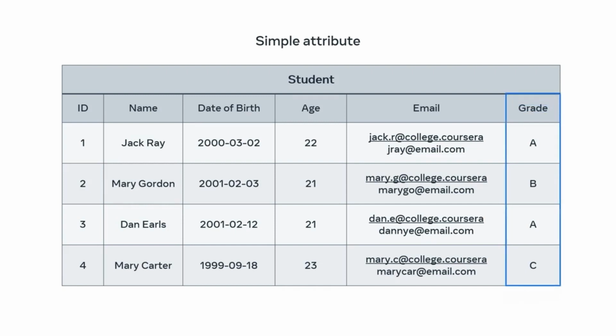A simple attribute is an attribute that cannot be classified further. In the example of the student records, the grade values cannot be classified further. A composite attribute is an attribute that can be split into different components. For example, the name value of each student could be split into sub-attributes such as first and last name.